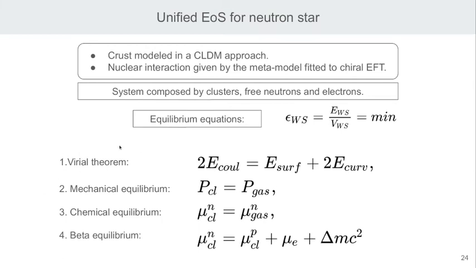And when we minimize this energy with respect to these variables, we arrive at these equilibrium equations. The first equilibrium equation is the virial theorem in its original form. It is like 2 times the Coulomb energy is equal to the surface, or now surface plus curvature. That means that the surface energy has to be at least twice the size of the Coulomb energy in order to hold the nucleus. We have mechanical equilibrium, that is the pressure of the cluster is equal to the pressure of the neutron gas that surrounds the cluster. Chemical equilibrium of the neutrons in the cluster and the neutrons of this gas, and the beta equilibrium that we showed before already, with the results for uniform matter.